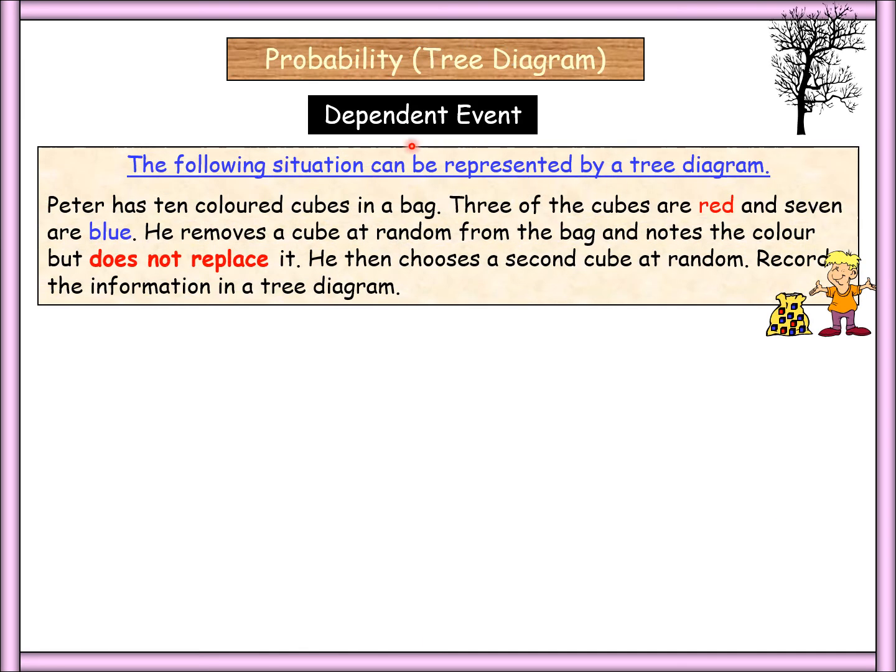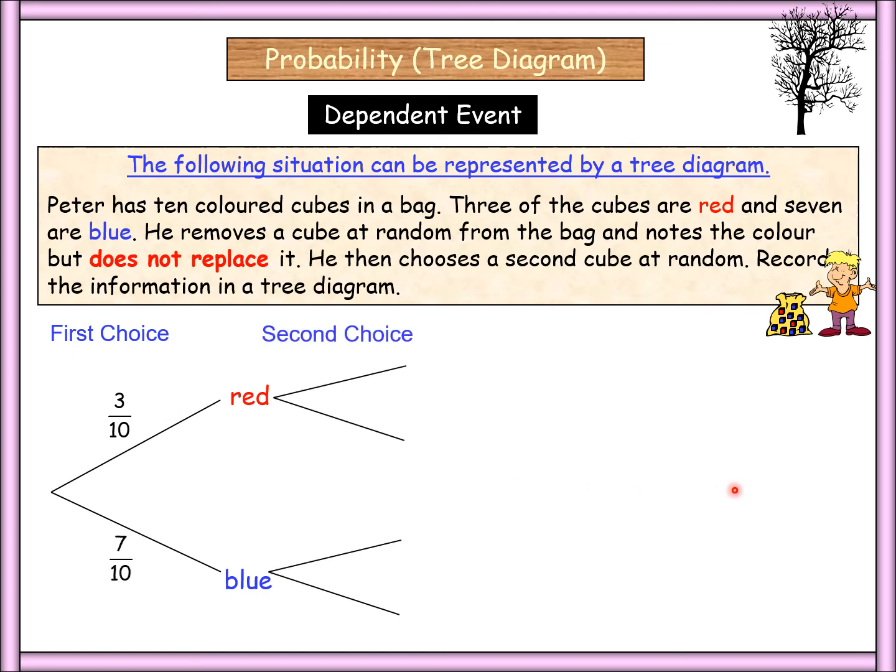So let us have the dependent event. So in here, I use the same scenario, but this time, Peter does not replace the cube. Once he got it, he is not going to put it back. That is why this problem is under the dependent event. So we start with red and blue. Of course, this is 3 over 10 and 7 over 10. We explained it a while ago already. And for the second choice, red, blue.